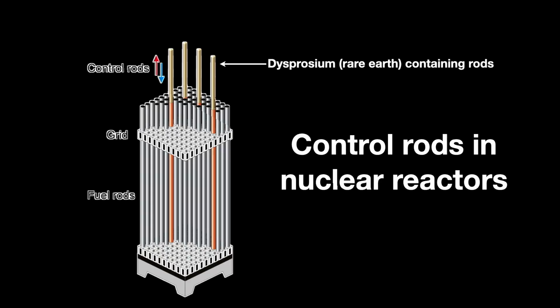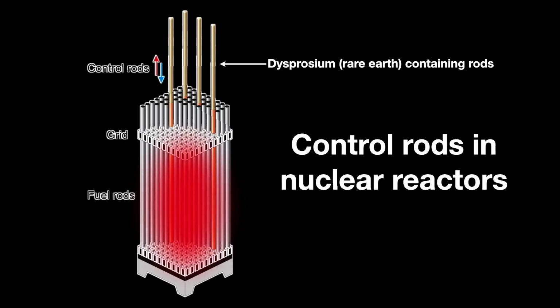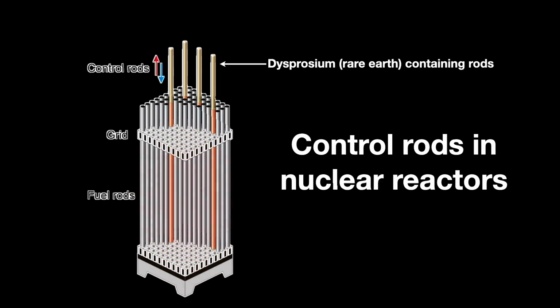In a nuclear reactor core, control rods of these absorbing elements or their oxides are interspersed among the uranium fuel rods. Pulling the rods out of the core allows more neutron reactions to take place, heating up the core. Pushing the rods in slows the reaction, cooling the reactor.